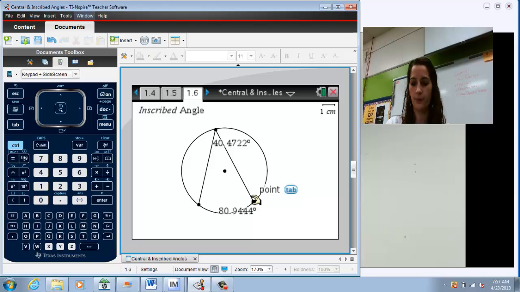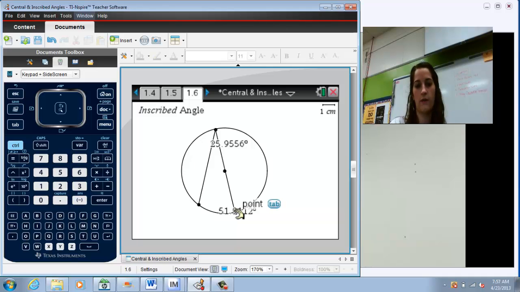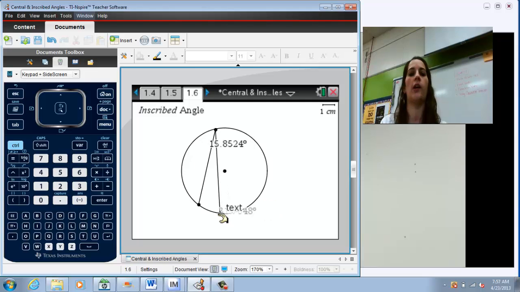Now, there are three cases in which you may see an inscribed angle. The inscribed angle can look like this, in which the center of the circle lies in the interior of the angle. There's the inscribed angle in which the side goes through the center of the circle, the chord making a diameter. And then there's also the inscribed angle in which the center lies in the exterior of the angle.